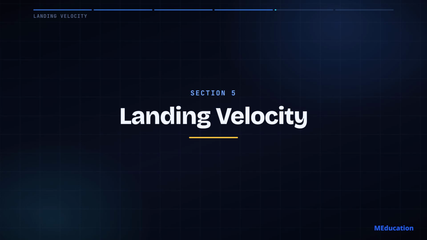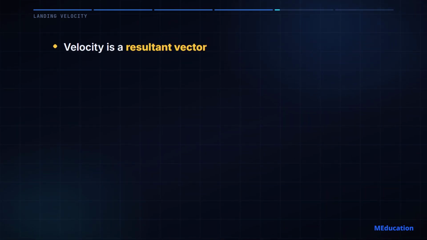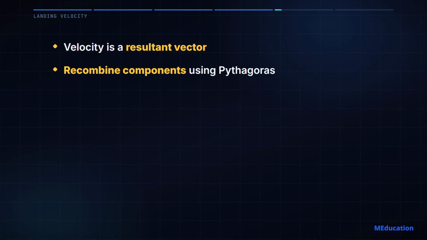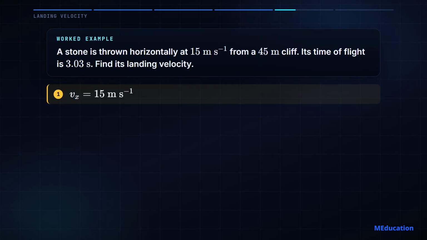Section 5. Recombining components for landing velocity. When a question asks for the velocity of the projectile as it hits the ground, it is asking for the resultant vector. Giving just the horizontal or vertical component scores 0. You must recombine them using Pythagoras for the magnitude and trigonometry for the angle. Let us finish with a horizontal launch from a cliff.